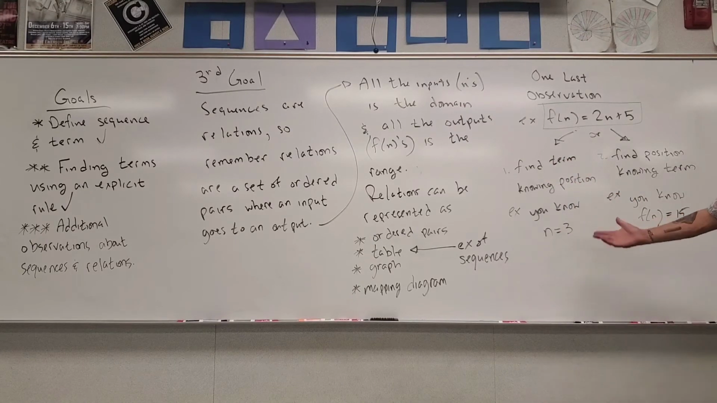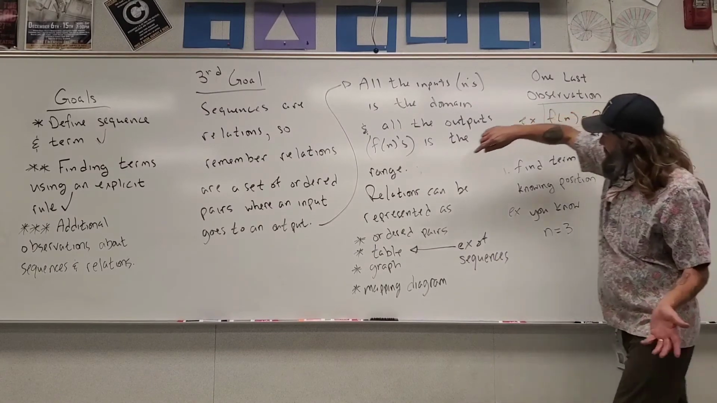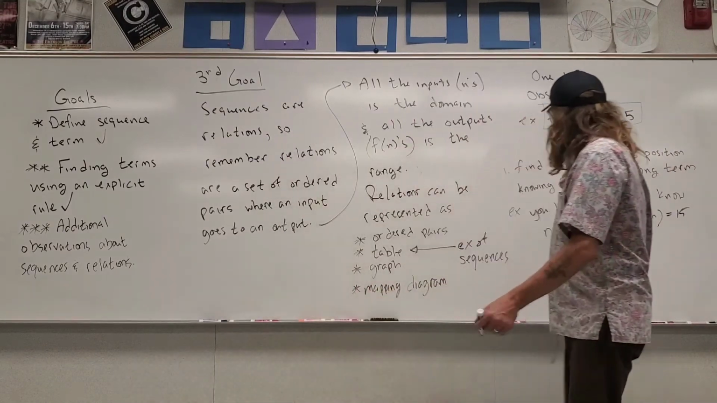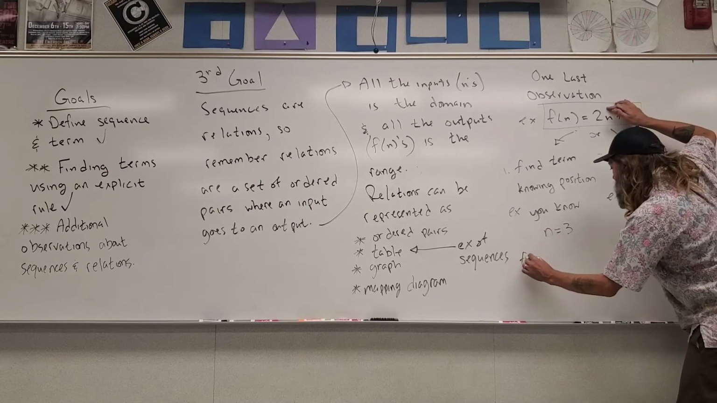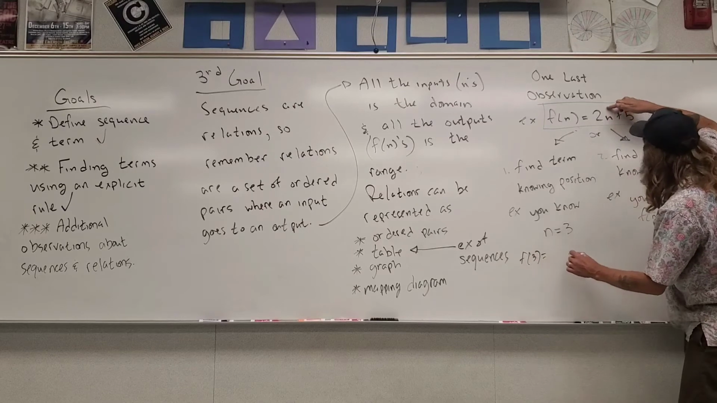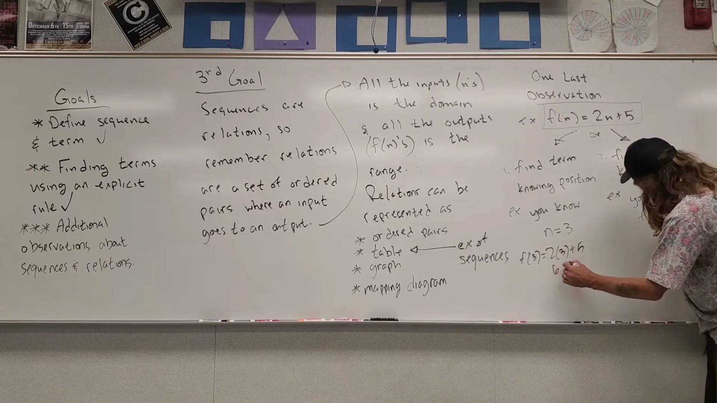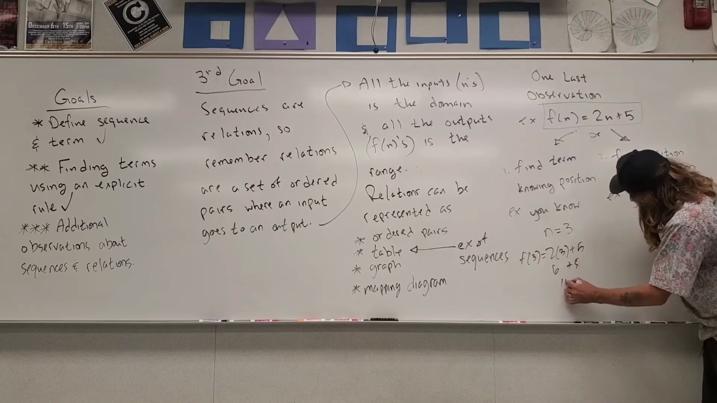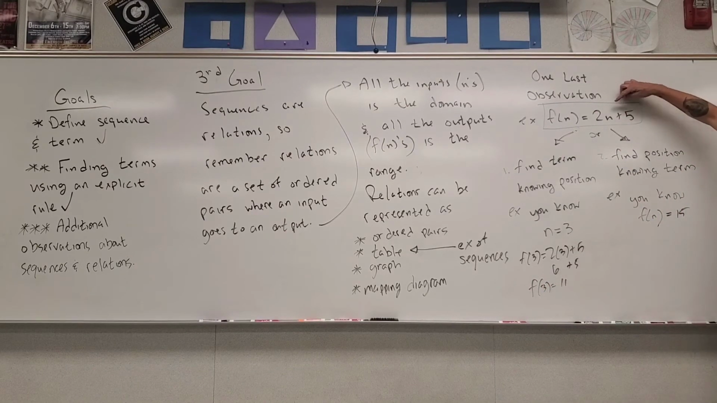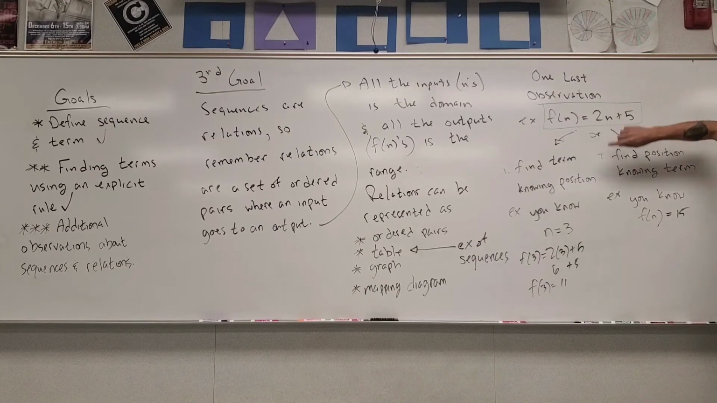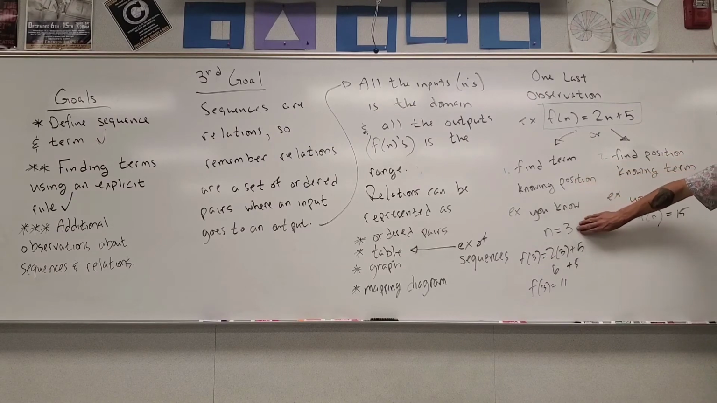All right, so I'm going to ask you to find the third term using this explicit rule, and it's really easy to do. So let me get my marker. I'm just saying plug in 3, right? Plug in 3 for n. So f of 3 is equal to 2 times 3 plus 5. So 2 times 3 is going to give me 6. 6 plus 5 is going to give me 11. So my third term, created by this explicit rule, is 11. All right, so that's how I find the term knowing the position. I just plug in 3.